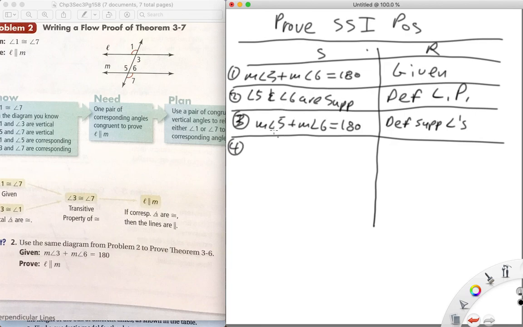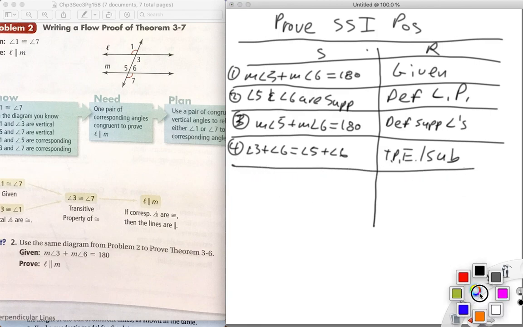Next up, I'm going to set them equal to each other. So I can say the measure of angle 3 plus the measure of angle 6 is equal to the measure of angle 5 plus the measure of angle 6. This is because of the transitive property of equality, or you can say substitution. I'm okay with both. Look here, I have a 6 over here and a 6 over here, so I can subtract those out and make them go bye-bye.